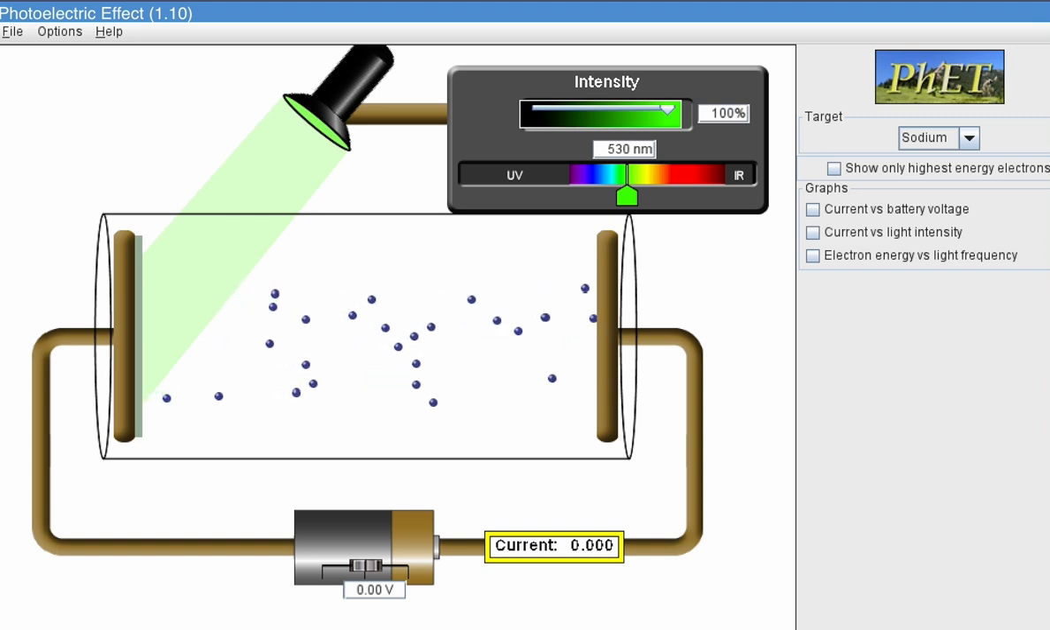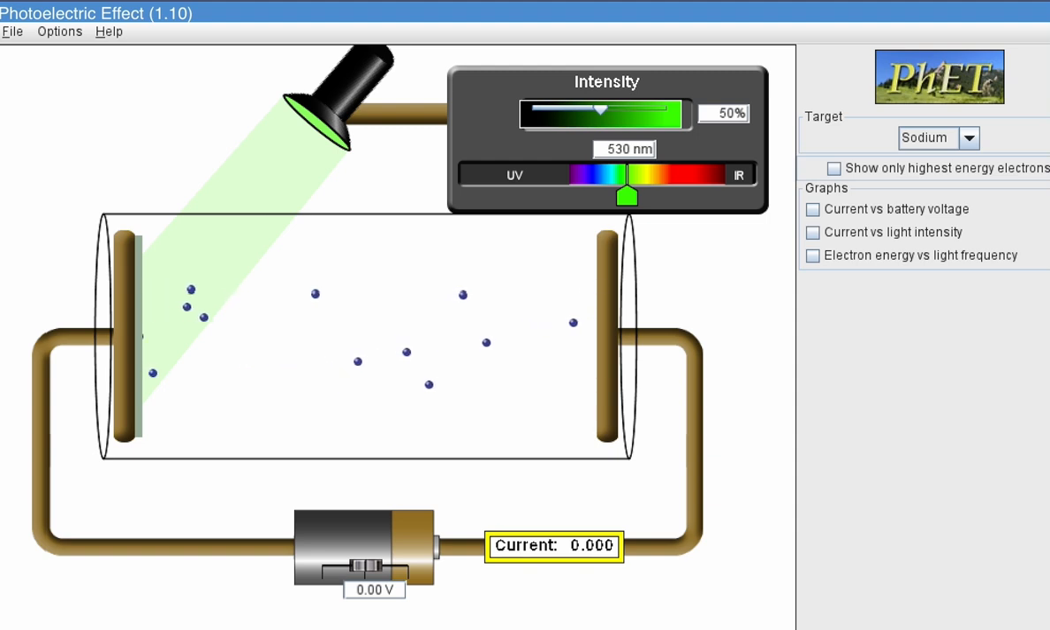Let us change the intensity. Let's go for 50%. So now we have changed the intensity to 50%. So let us see what happens. There's a bit of electrons which are getting emitted per unit time. So meaning what? Meaning decreasing intensity also decreases the amount of photoelectrons ejected per unit time.